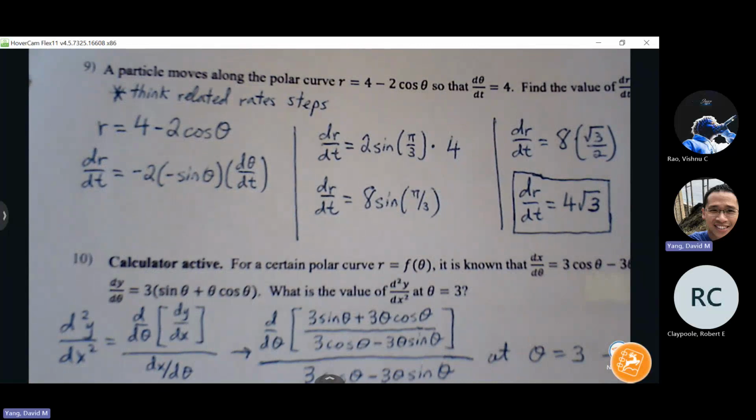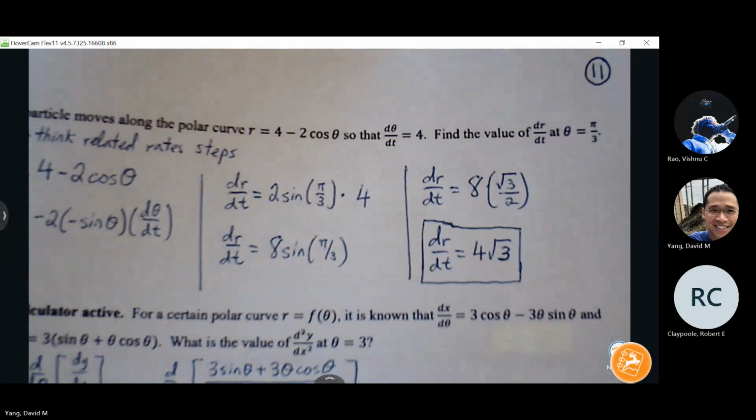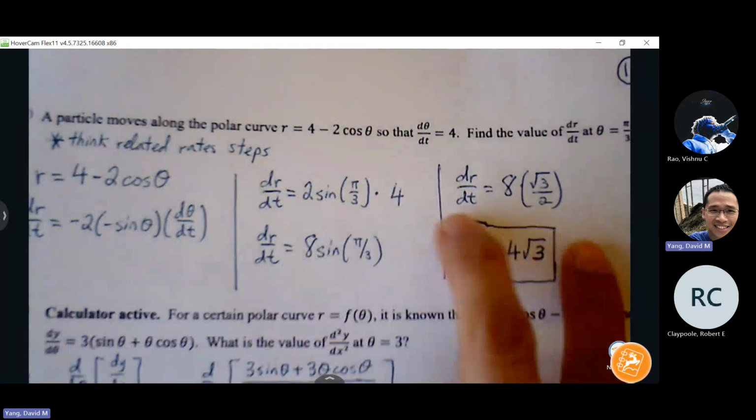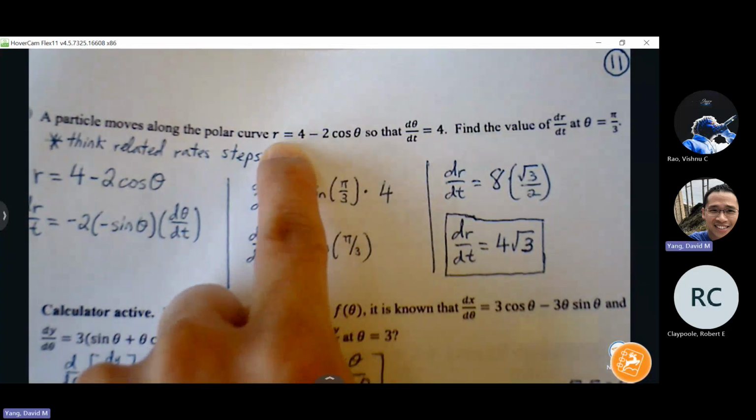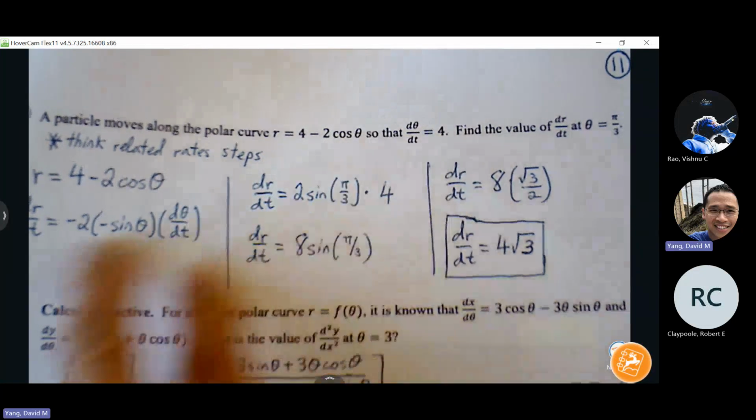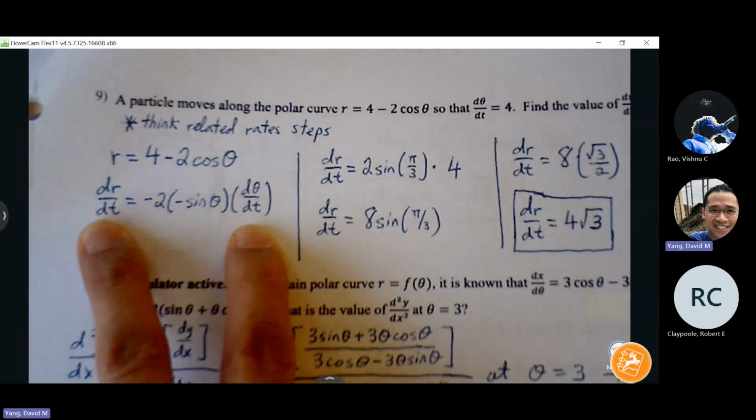Okay, number 9, a particle moves along the polar curve r equals 4 minus 2 cosine theta, so that d theta dt equals 4. Find the value of dr dt. So this feels like a related rates problem. We just find the derivative, get all the t's to show up. r becomes dr dt, cosine theta becomes negative sine theta d theta dt. And once we have our equation, then we just make a bunch of substitutions and solve for the variable that they want us to solve.